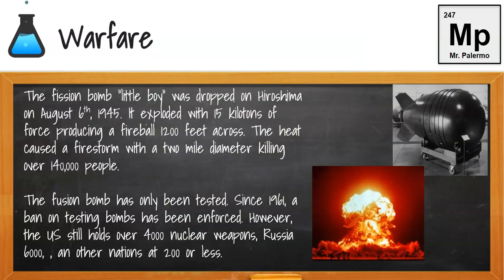And lastly, we use nuclear power for warfare, and we know the devastation that can cause just by looking at Hiroshima and Nagasaki. The fusion bomb has only been tested and has never been used on any civilians. Since 1961, a ban on testing bombs has been enforced. However, the U.S. still holds over 4,000 nuclear weapons, Russia 6,000, and other nations 200 or less.